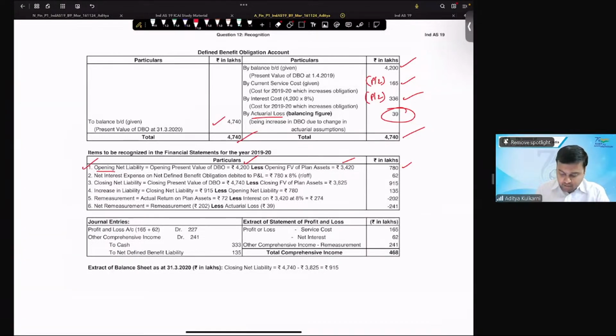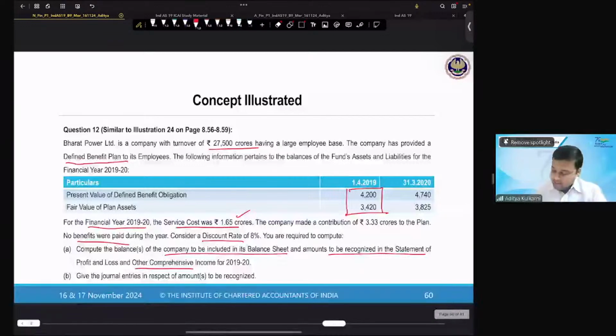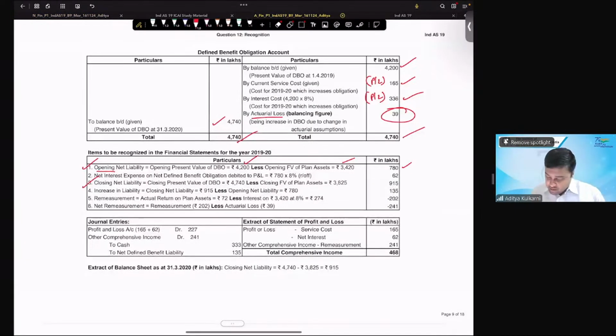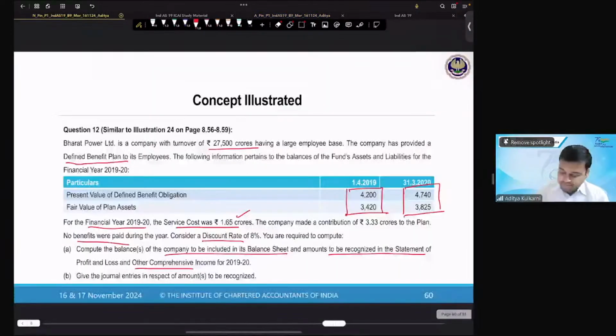So opening. Okay. Closing. Can I do the same thing? Yes. Is it a net obligation? Answer is yes. So 4,740 minus 3,825. So that comes to 915. Are we okay with this? Yes, sir. All right. Coming to the next one.